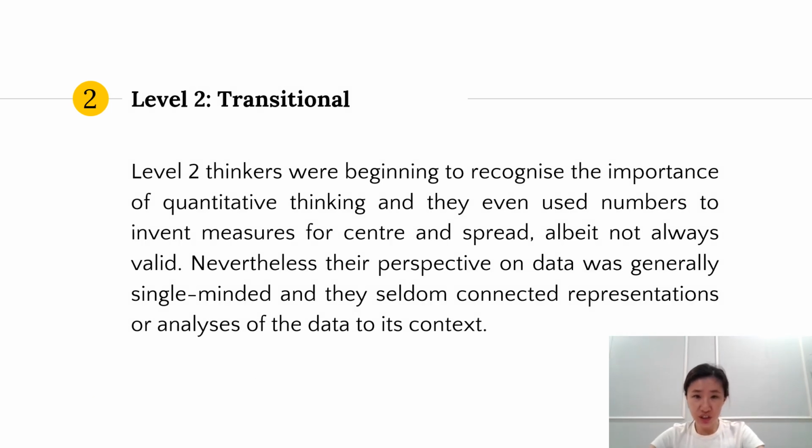Level 2, transitional. Level 2 thinkers are more matured in the sense that they are beginning to recognize the importance of quantitative thinking, and they can even use numbers to invent measures for center and spread, but this may not always be valid or accurate. Nevertheless, their perspective on data is generally single-minded, and they seldom connect representations or analysis of the data to its context. Let's look at some examples.